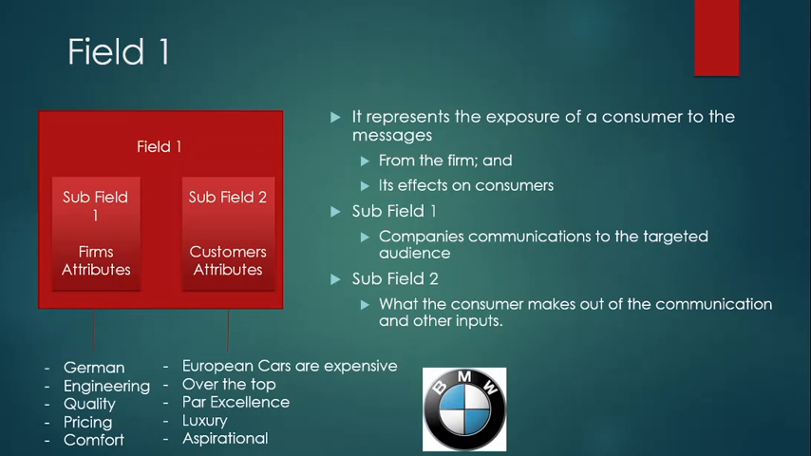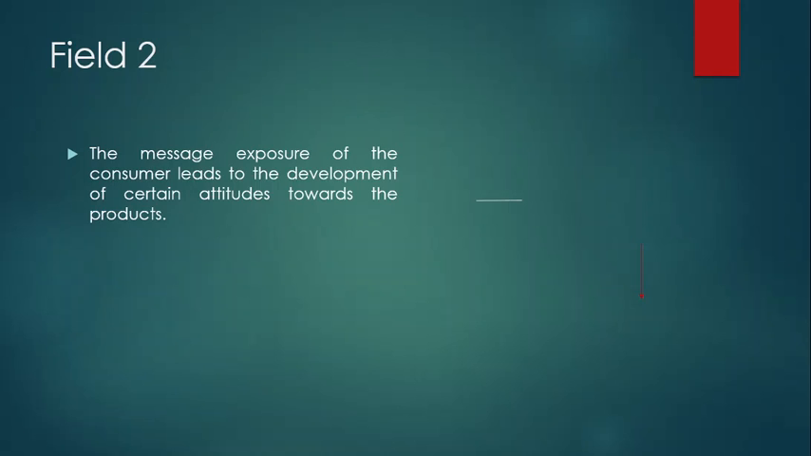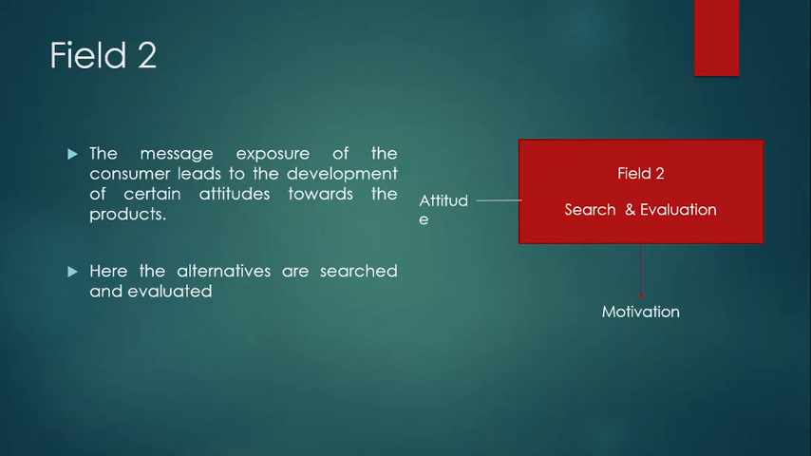In short, firm attribute refers to the company's communication, and customer attribute refers to what a customer understands from the firm's attributes. Next we'll understand field 2. The message exposure of the consumer leads to the development of a certain attitude towards a product. A message has been communicated from the brand, and now the customer has developed a certain attitude. Here the alternatives are searched and evaluated. Once that attitude is formed, they search for alternatives and start to evaluate the product.